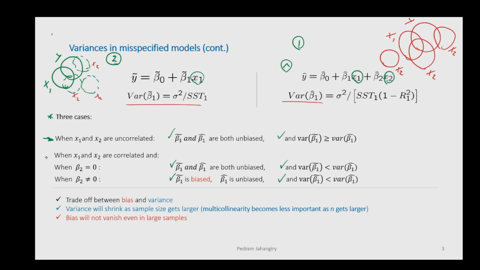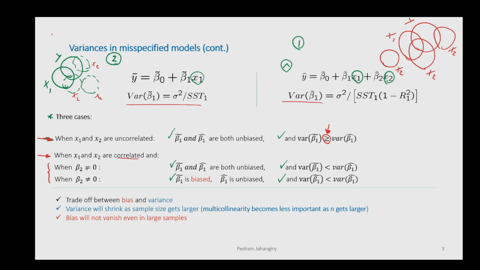So for instance, if x1 and x2 are uncorrelated, then beta tilde 1 and beta hat 1 are both unbiased, but the variance of beta tilde 1 is greater than or equal to the variance of beta hat 1. So I want you to think about when it is greater and when it is equal. When x1 and x2 are correlated, we can have two cases.